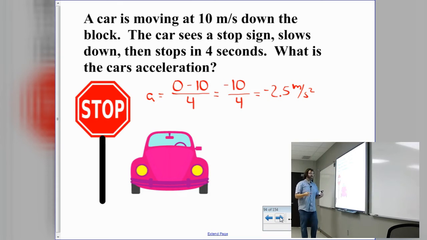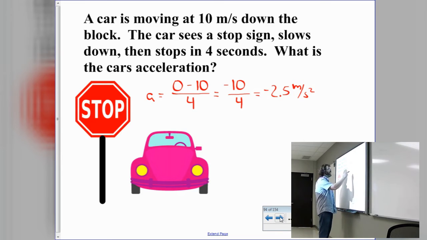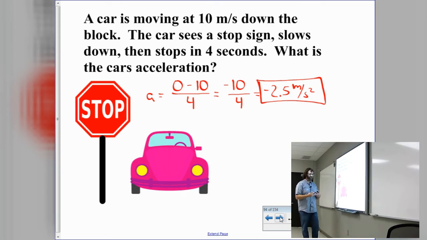Now, with this one, again, we don't necessarily know what direction it was going in the first place. But we do know that it is still a vector quantity, because of the negative sign. The negative sign tells us that it's in the opposite direction of its motion. So whatever way it was moving, the acceleration is in the opposite direction of the car's velocity.